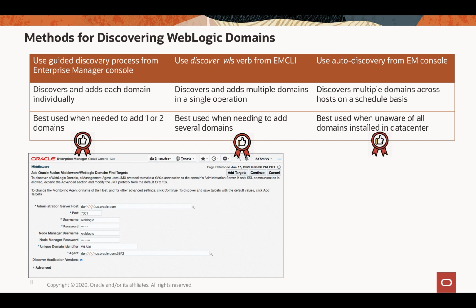The screenshot in the lower side of the screen is the guided discovery page in Enterprise Manager console. Basically, you fill in the access information to the WebLogic server, such as host name, port, login credentials, and which agent you want to use for the discovery. Then agent uses JMX protocol to connect to the WebLogic administration server to discover the targets.